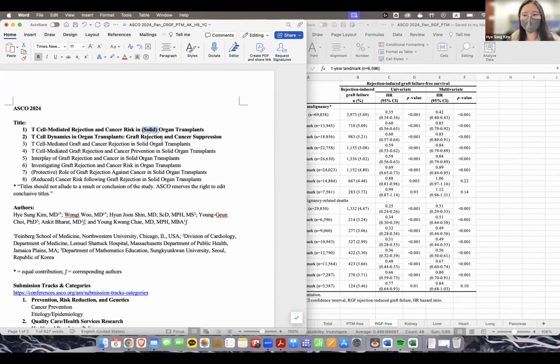Can I take solid out? When you say organ transplant, people usually think about solid organs, because bone marrow is bone marrow. We don't call bone marrow transplant an organ transplant, right? Right, so it's okay to take it out. Okay.